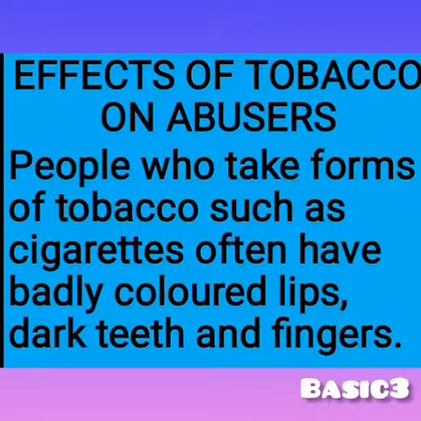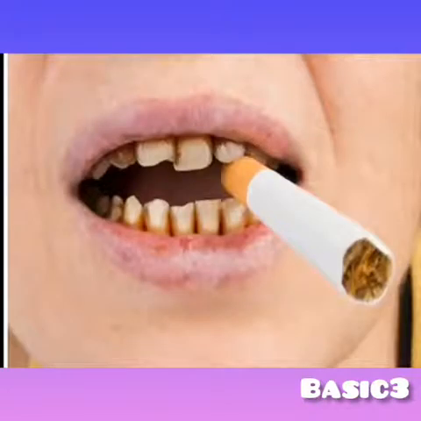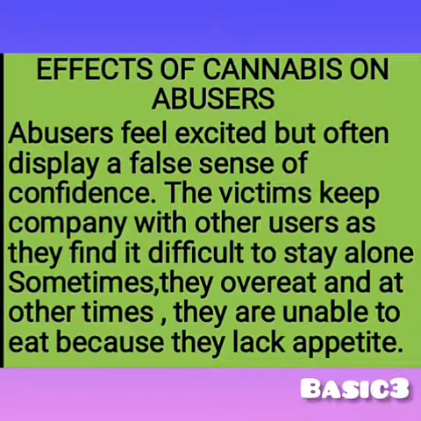People who take forms of tobacco, such as cigarettes, often have badly colored lips, dark teeth, and fingers like what we have seen here. I've seen this person has been taking products made from tobacco, like what you have seen here. This is cigarette. He has been taking, look at his teeth, it's becoming dark because of what he has been taking. Now let's look at effects of cannabis on abusers.